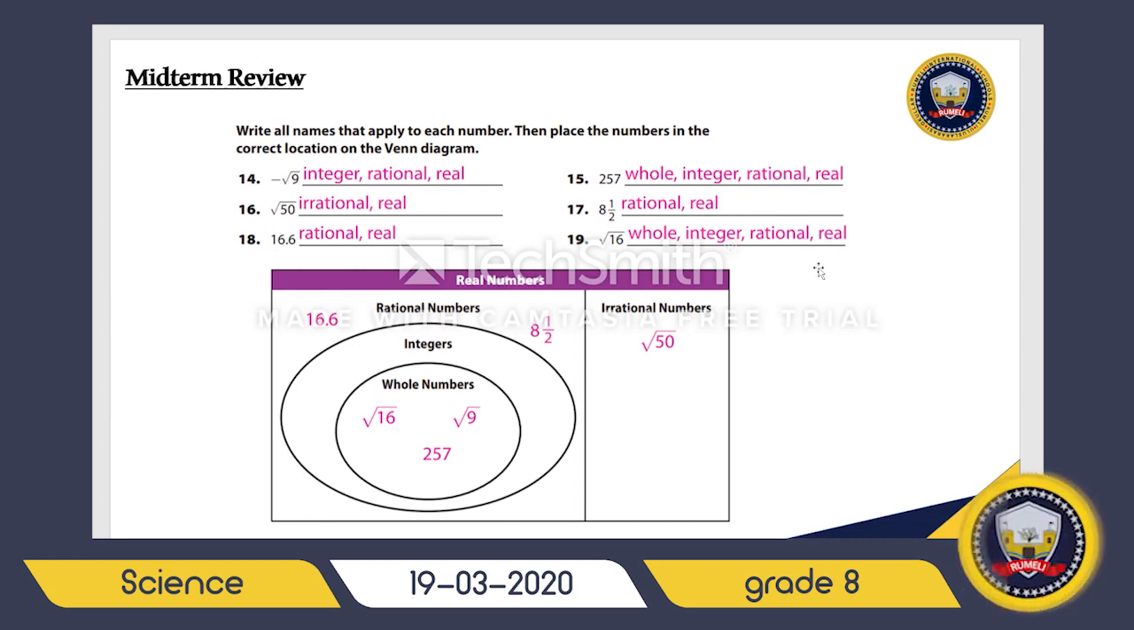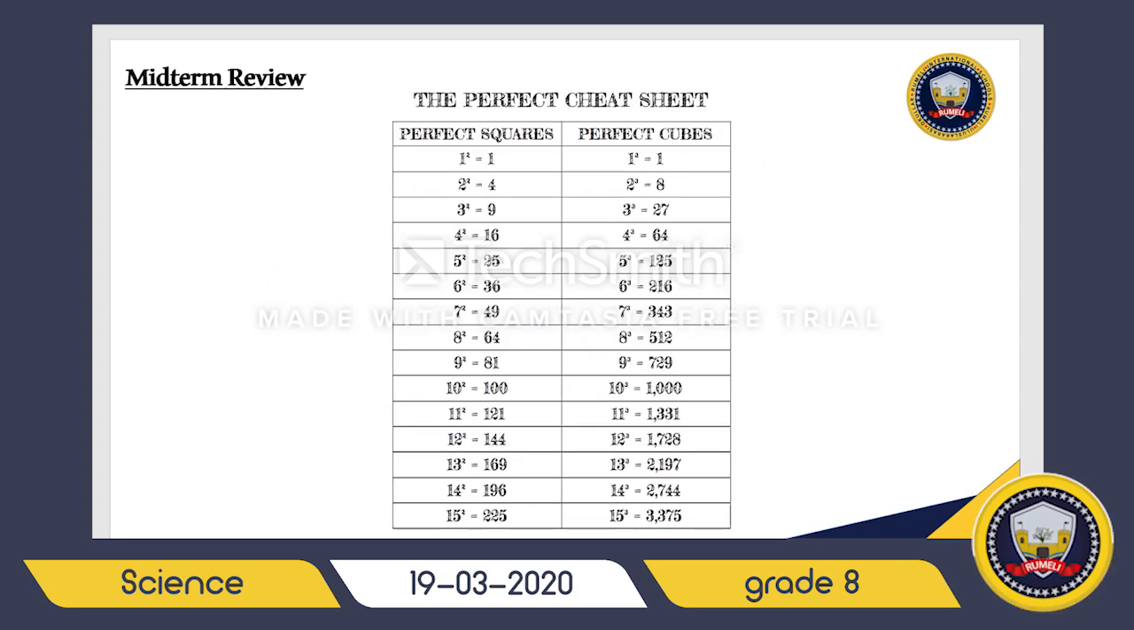Alright? So remember, when you are describing these, you should write all that applies. That's what this question says. All names that apply to each number. Okay? Finally, this is a perfect cheat sheet that you can use.